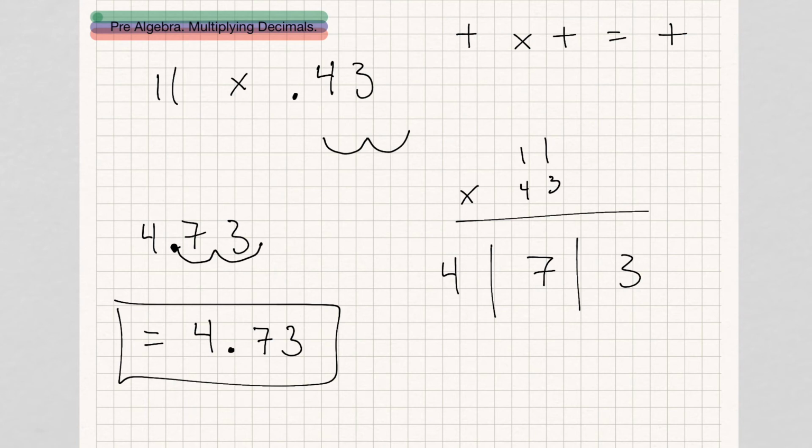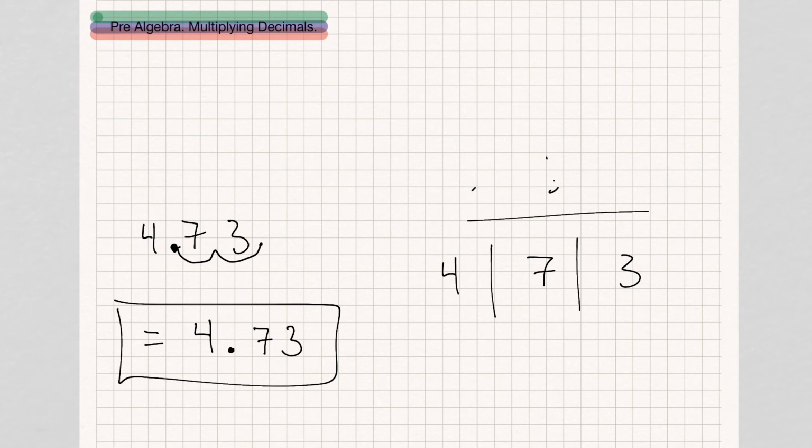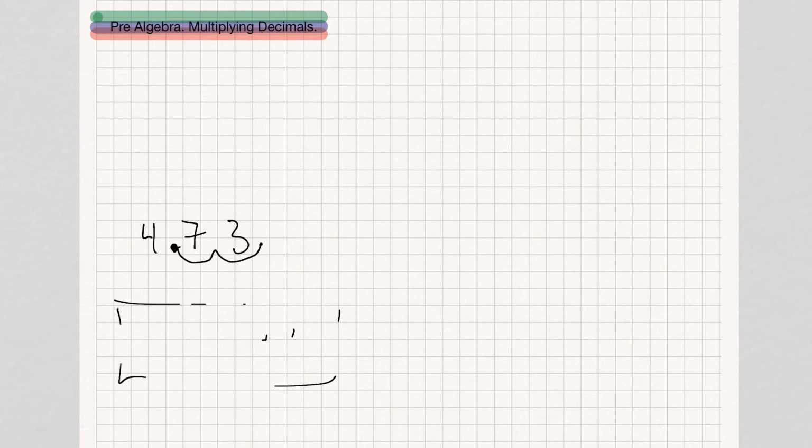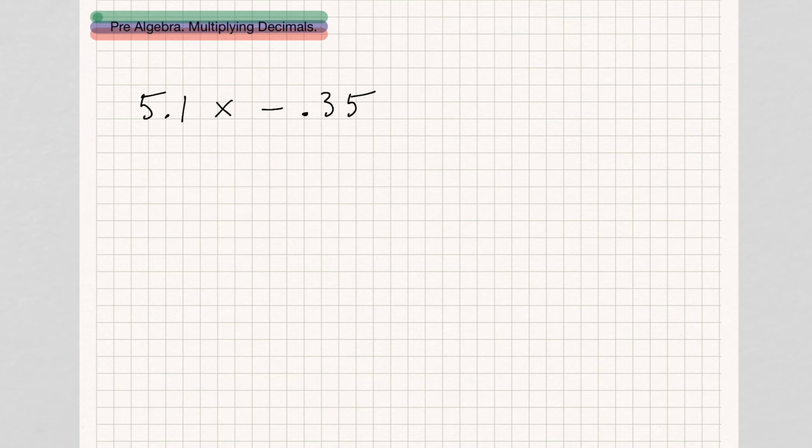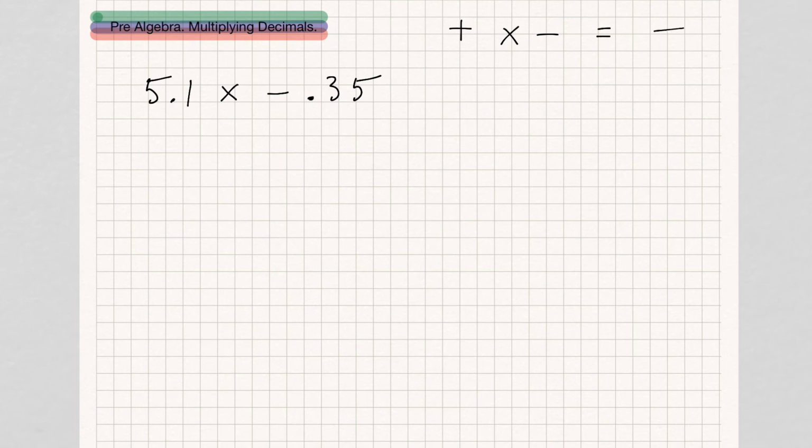All right, let's do one more problem with vertically and crosswise. I think there'll be some carries. So once again, I could explain to you how to do the carryovers. Let's erase this stuff here and start with this next problem. That's going to be 5.1 times negative 0.35. So we have a positive times a negative. That's going to give us a negative answer.